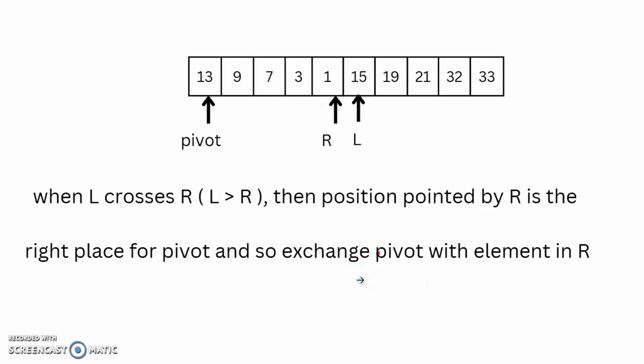When you move the left pointer one step, what happened now? L crosses R. That means the left pointer is now beyond the right pointer. If that is so, then the position pointed by R is the right place for pivot, and so exchange the pivot with the element in right pointer R. So what is the value available in the right pointer now? 1. What is the pivot value? 13. So 13 and 1 will be exchanged. That means 1 will come to the first place and 13 will come to the place where the right pointer is pointing now. So we are exchanging the values.